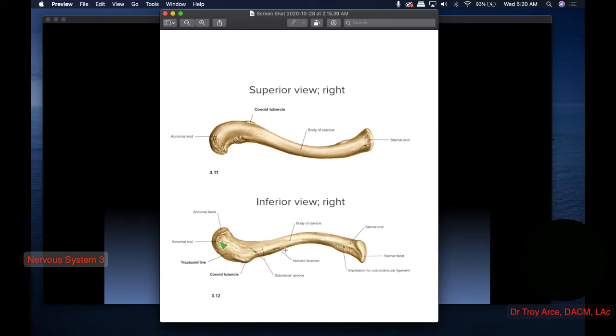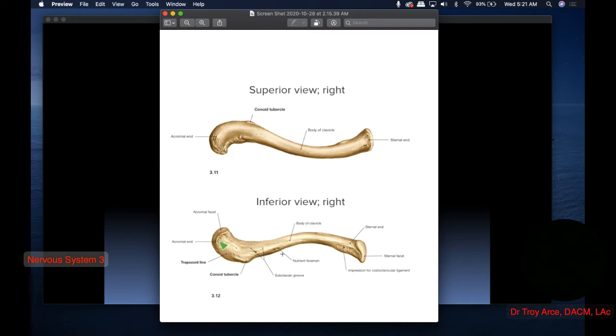And also, the distinguishing sign is a nutrient foramen, which is located right here. And that's to deliver nutrients with the use of blood vessels to feed that bone. Okay, that's one side.